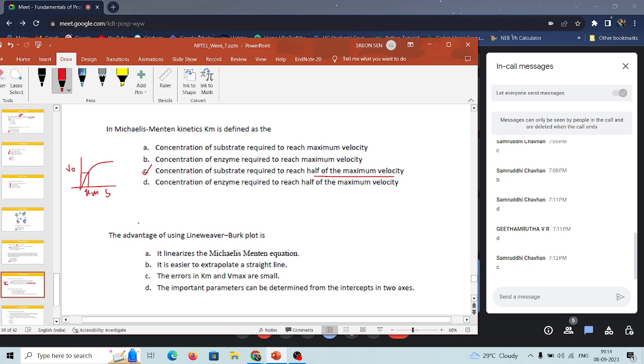Okay, very good, those who have given it correctly. The next one. The advantage of using Lineweaver-Burk plot is: what is the advantage of using this particular double reciprocal plot, or the Lineweaver-Burk plot? And this is an MSQ question, so more than one option may be correct. So try answering it. Okay, you say all of them are correct. Let us see what others are saying.